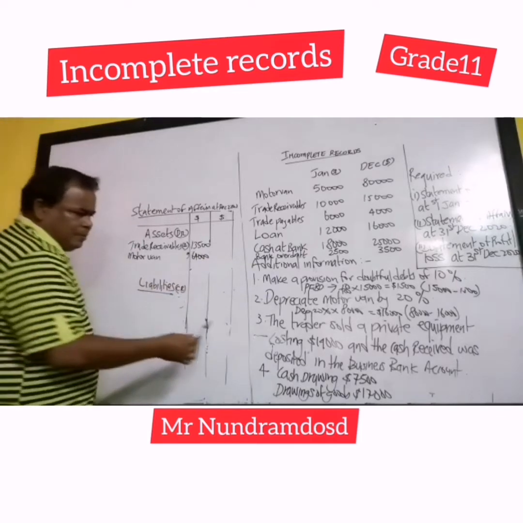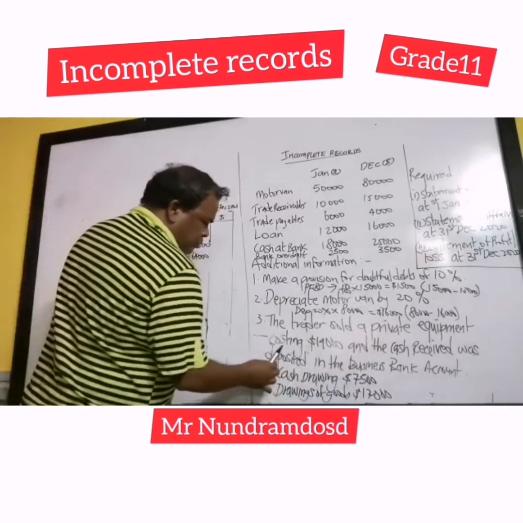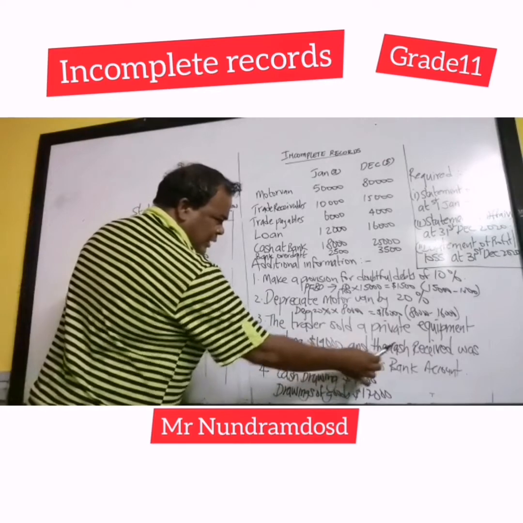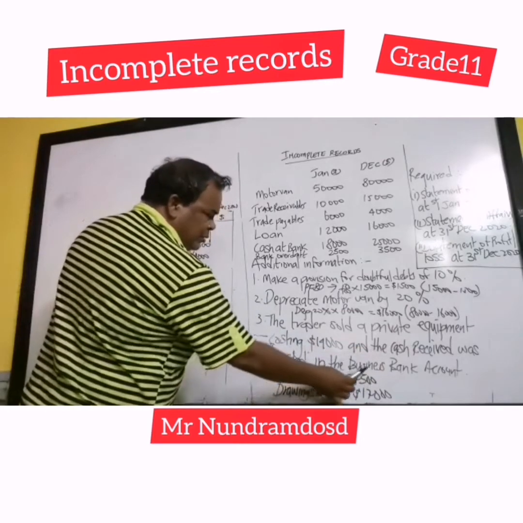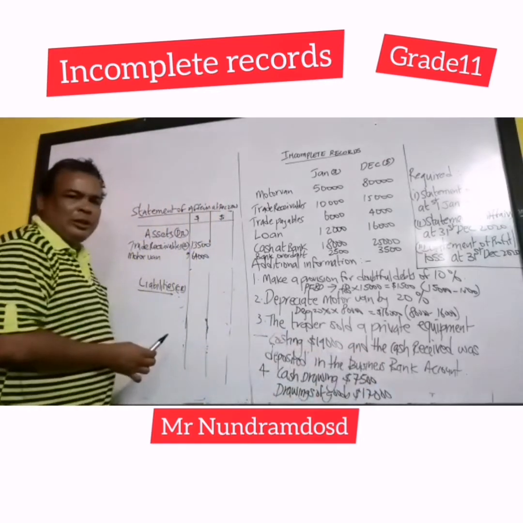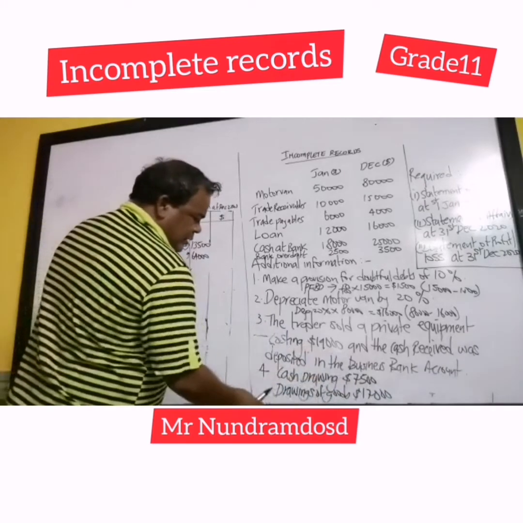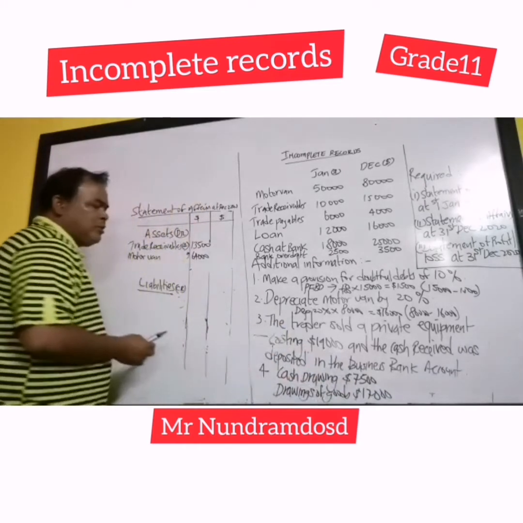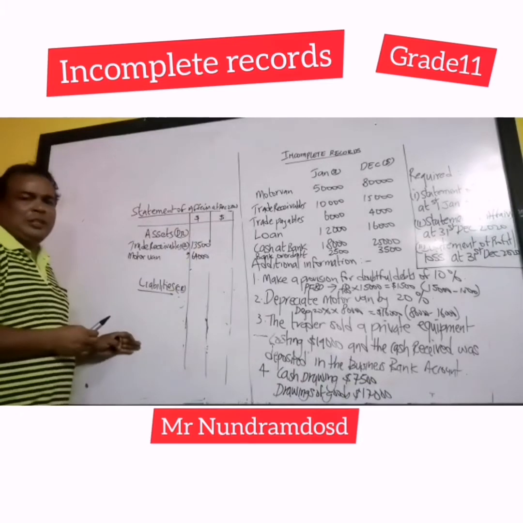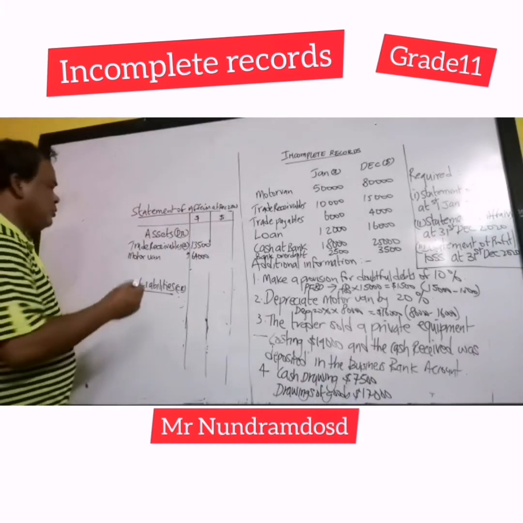And then the trader sold a private equipment costing 19,000 and the cash receipt was deposited into the business bank account. This is additional capital. Cash drawings are also given. All these will not be recorded in the statement of affairs. So we have only 2 adjustments and then we copy.